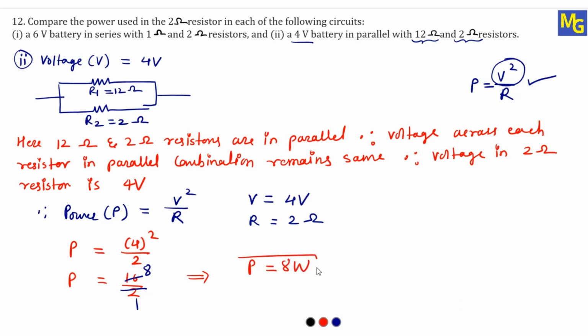So the power in first circuit is also 8 watt and the power in second circuit is also 8 watt. So here completes the answer of this question.